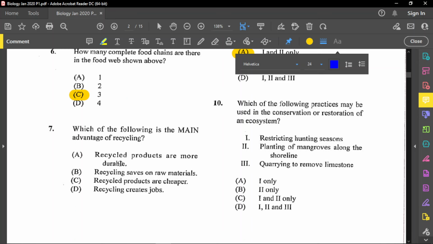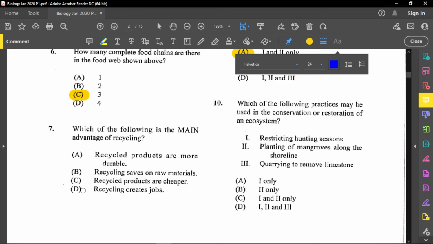Okay. All right. So B is recycling saves on raw material. That's a good answer right there, because the reason why you even recycle is actually to save on non-renewable resources, or to cut down on the use of the raw materials used, especially non-renewable resources as well, right? So yeah, B sounds good. Well, let's look at C and D real quick.